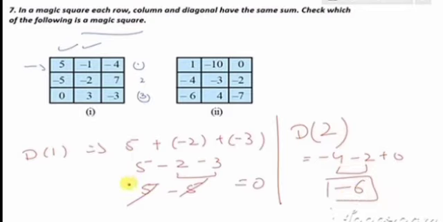So you can see here clearly that diagonal 1's sum is 0 and diagonal 2's sum is minus 6, and both are not equal. So we can say here our condition is not satisfied, that is, having the same sum according to row, column and diagonal. So it is not a magic square. So our first square is not a magic square.